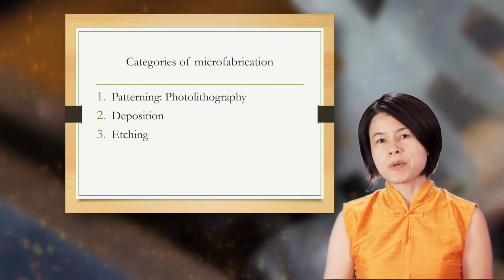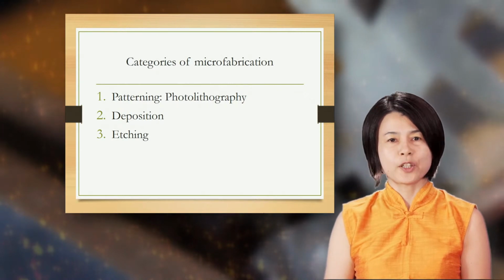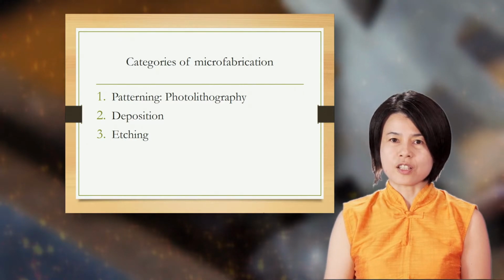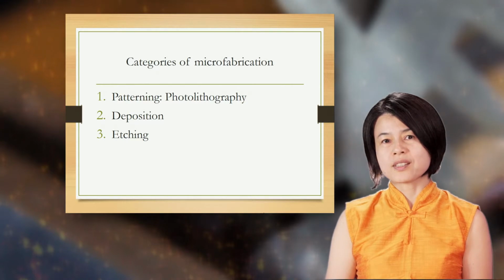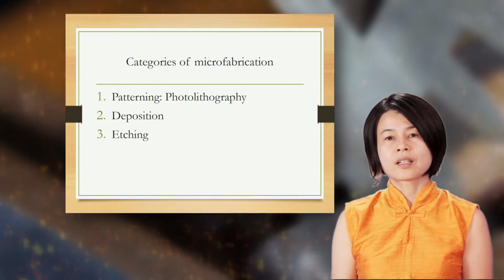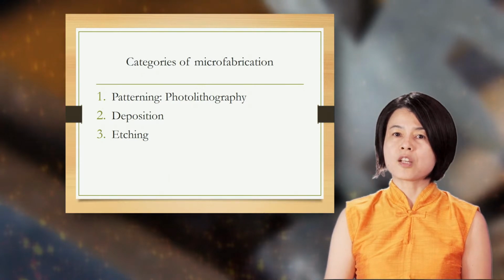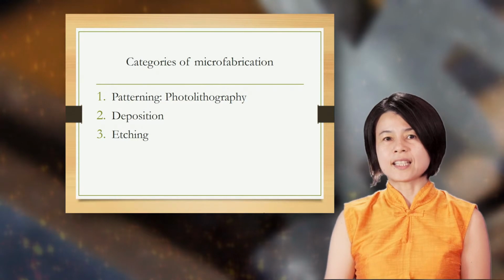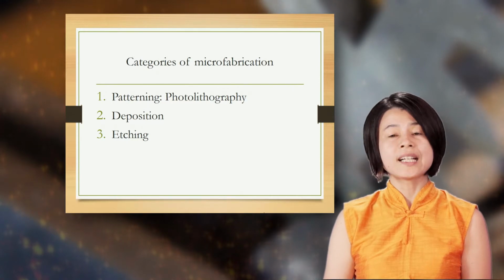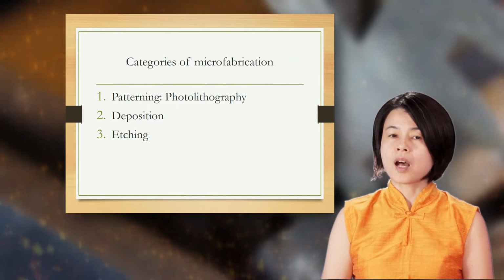Now, what's next? Microfabrication technology includes 3 categories: patterning or photolithography, deposition, and etching. These are also the topics for the next 3 sections of this video. However, before we move on to these 3 fabrication technologies, let's look at why Taijidian TSMC is called Taiwan Semiconductor Manufacturing Company.